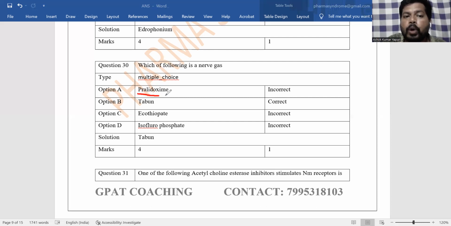Pralidoxime is an acetylcholinesterase enzyme reactivator, so it reactivates the acetylcholinesterase enzyme. Pralidoxime is the drug of choice in organophosphorus poisoning. Next, ecothiopate is an organophosphorus compound, but not a gas. Isofluorophate is also an organophosphorus compound. But the answer is tabun as well as sarin, which are nerve gases. Both tabun and sarin are irreversible inhibitors of the acetylcholinesterase enzyme.